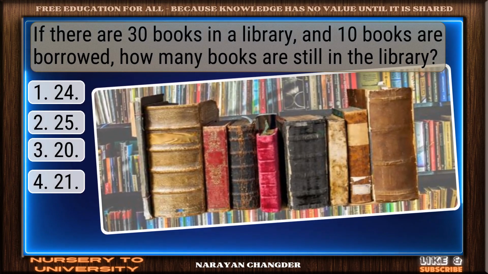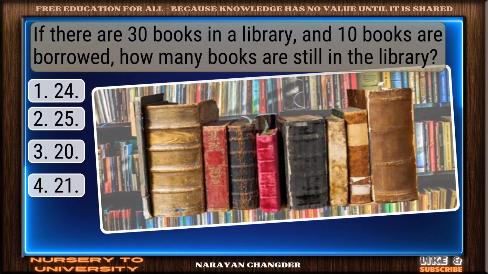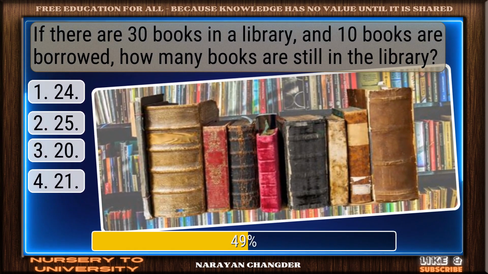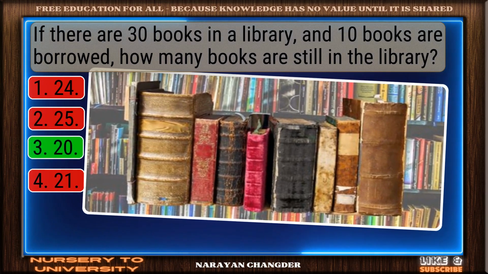If there are 30 books in a library and 10 books are borrowed, how many books are still in the library? Perfect. 20 is the correct choice.